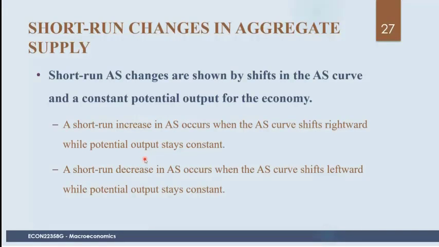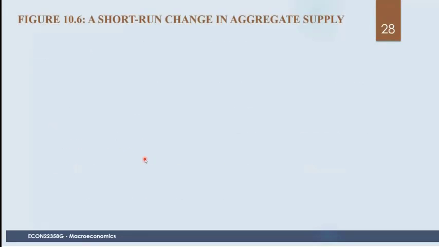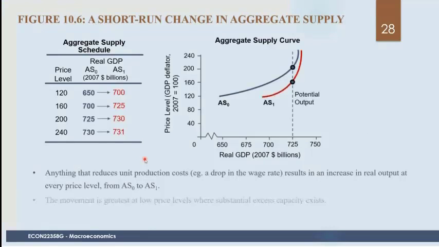Okay. And of course, a short run decrease in aggregate supply would occur when the aggregate supply curve shifts left while potential output stays constant. So this is just showing an example of the short run aggregate supply curve shifting to the right. So what could cause that?